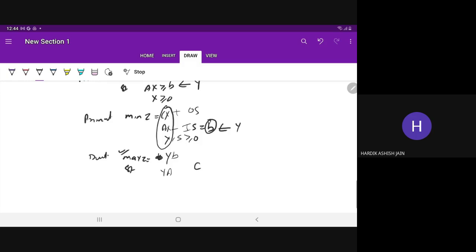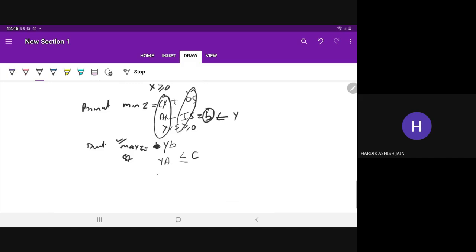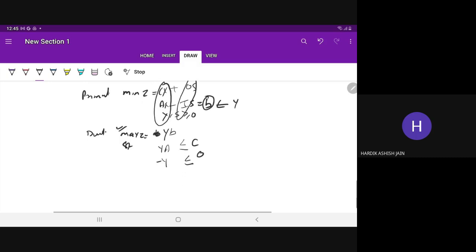Since this is the maximization, this will become less than or equal to c, and corresponding to this we have minus y less than or equal to 0, and y is unrestricted (urs). So this implies y greater than or equal to 0. If you combine these two, it will give you y greater than or equal to 0. So that is your dual.